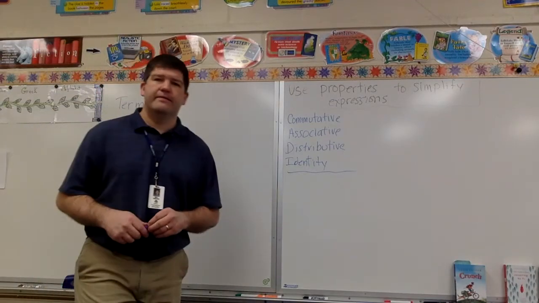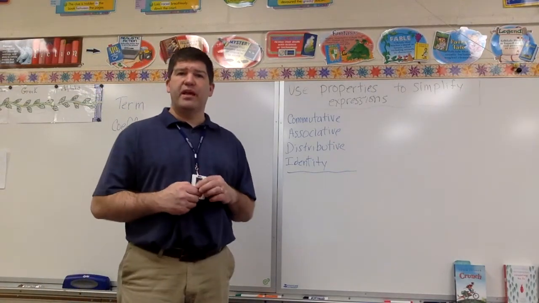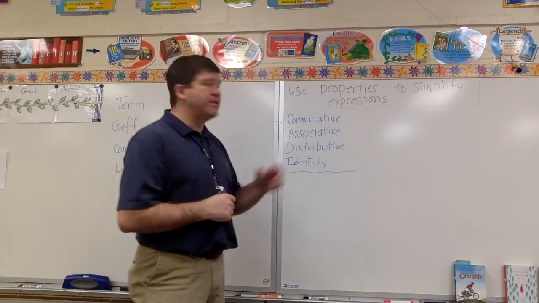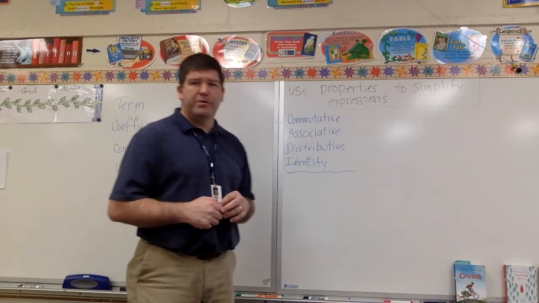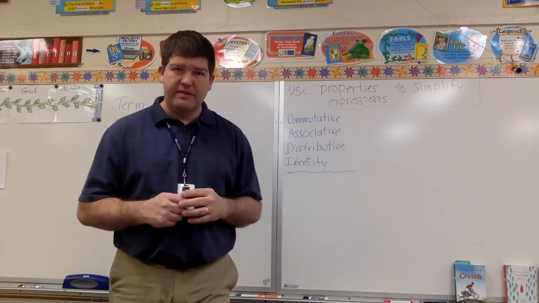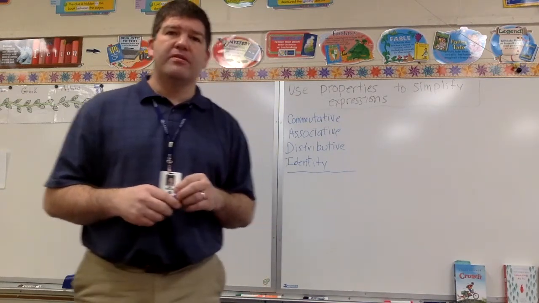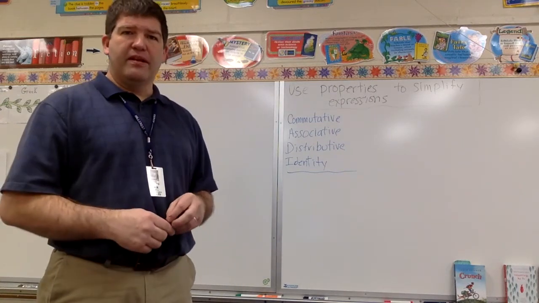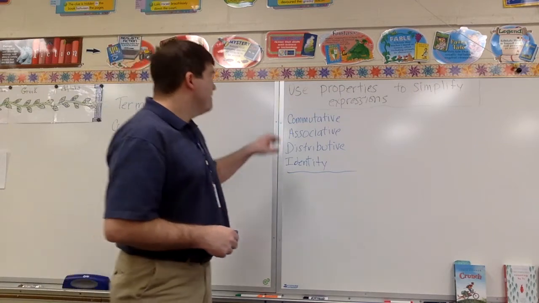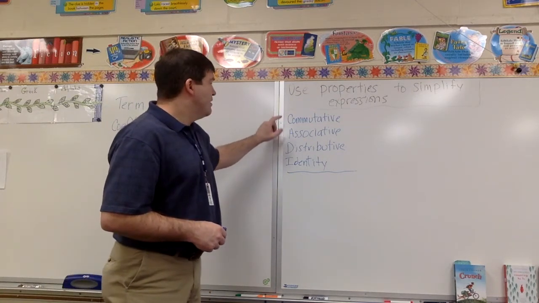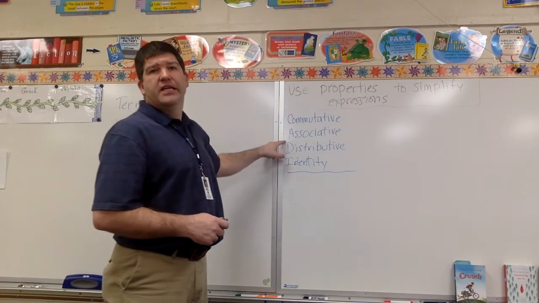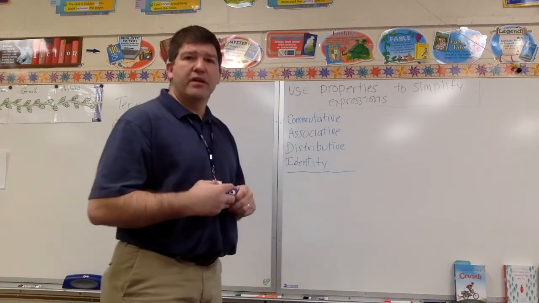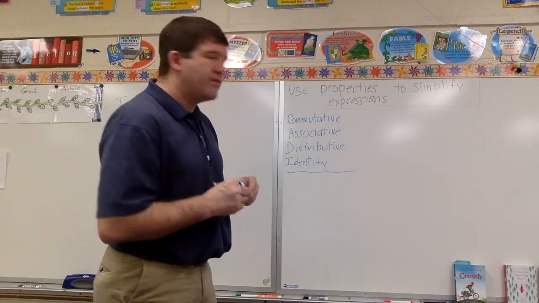This video is going to be explaining and reviewing some vocabulary terms that you need to know as we approach this learning target, using properties to simplify expressions. If you don't know these vocabulary terms or these properties, it's going to be hard to go forward with the algebra that we're doing. All right, so commutative, associative, distributive, and identity. Let's just go over those pretty quickly. We know about them. We've talked about them a lot.